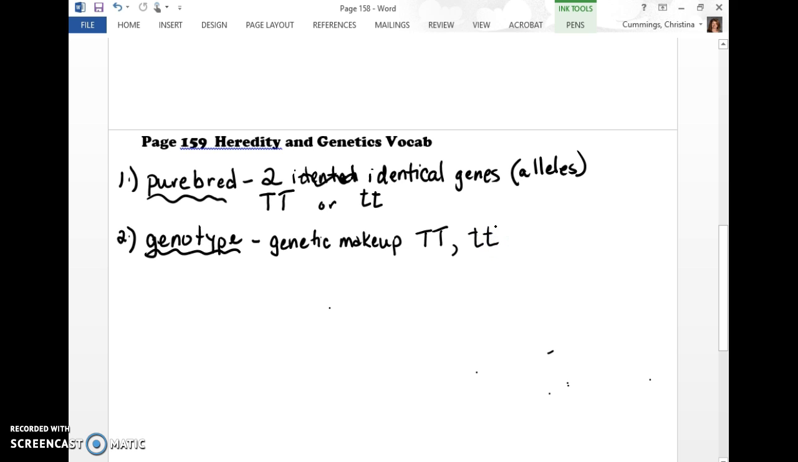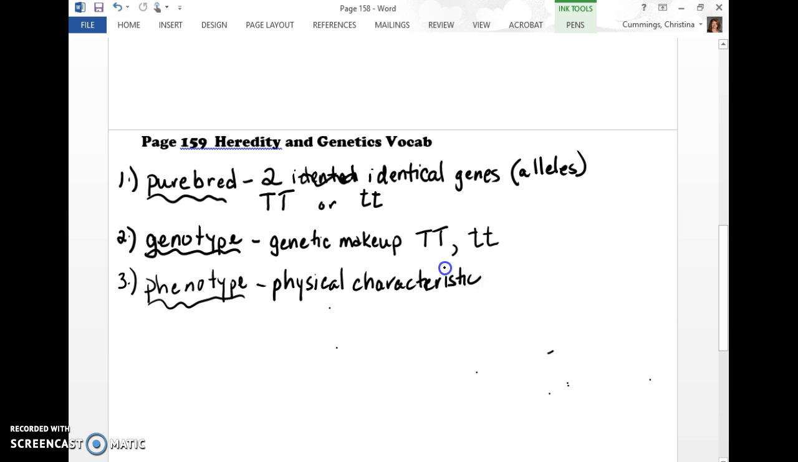Okay, and then finally the word phenotype. Okay, a phenotype is a physical characteristic. Characteristic. It's a big word. Okay, and I want you guys to remember that phenotype and physical both start with PH, so it kind of helps you remember the definition.